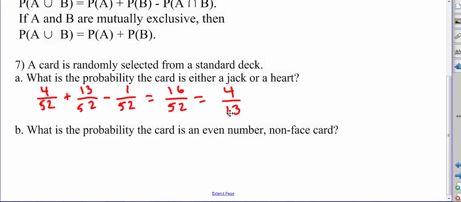On part B, it says, what's the probability that a card is an even number, non-face card? This one's actually a little bit simpler problem. We just have to consider that each of the 4 suits has 5 even numbers: 2, 4, 6, 8, and 10. That gives us a total of 20 cards out of the 52, so 20/52, which we would simplify to 5/13.